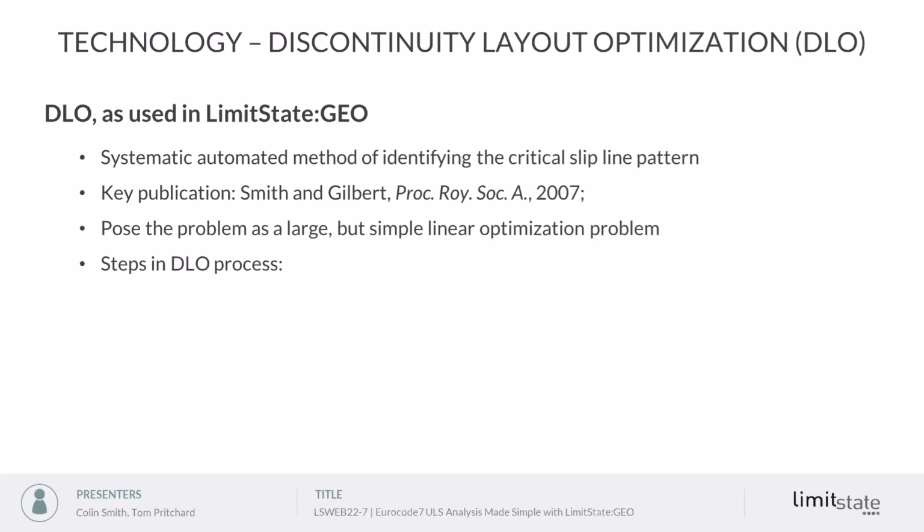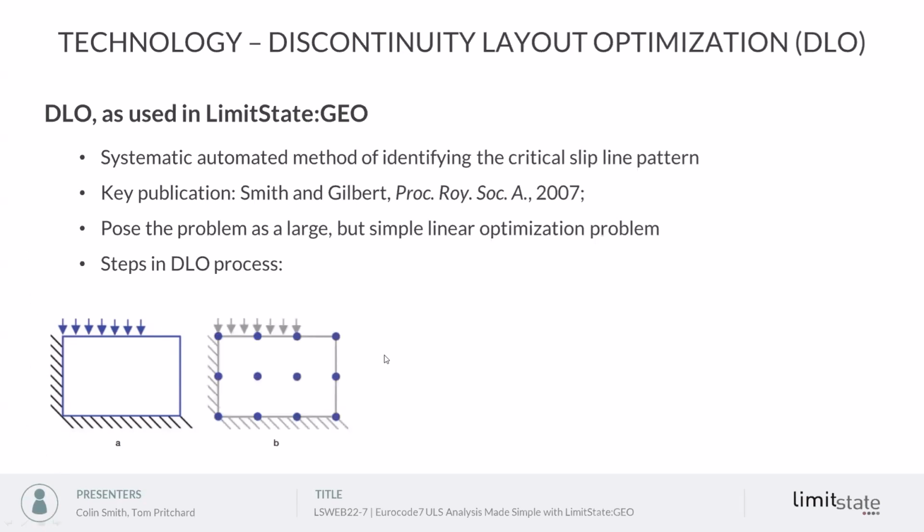And it poses the problem as a large but simple linear optimization problem. And it's quite straightforward to illustrate the steps. So we're taking a very simple example here, a rectangular block of soil with a load on the surface and supports to the left and to the base.